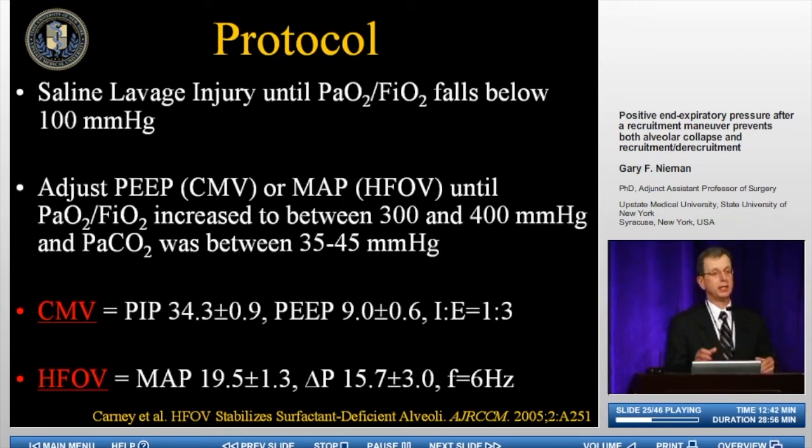So the alveolar mechanics was not the independent variable. We were choosing to lock onto PO2. So in both cases, we were just looking at blood gases like you could at the bedside and titrating our PEEP to give us what we considered relatively healthy blood gases. And as you can see, the average of these animals, the peak inspiratory pressure for the conventional was 34, the PEEP 9, and the ID 1 to 3. And for the HFOV, the mean airway pressure on average was 19.5, the delta P 15.7 at 6 hertz.